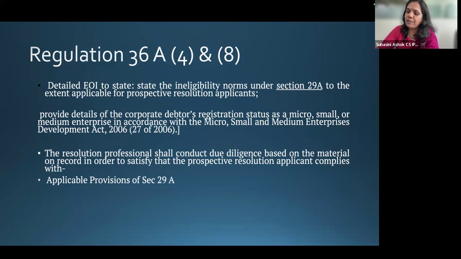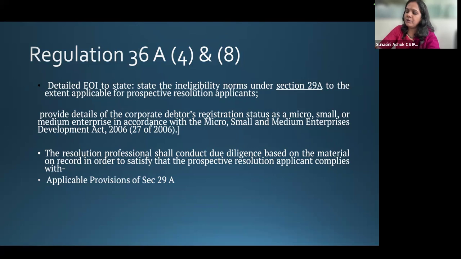And we also need to provide the details of the corporate debtor's registration status as MSME. In the expression of interest document also, we need to ask the applicant whether they are MSME. Then the RP also conducts due diligence based on the material on record in order to satisfy that the PRA complies with applicable provisions of Section 29A. So under the regulation, the duty is on the RP to conduct due diligence based on the material on record available to him.